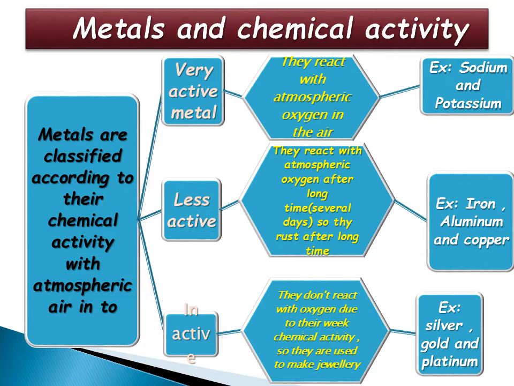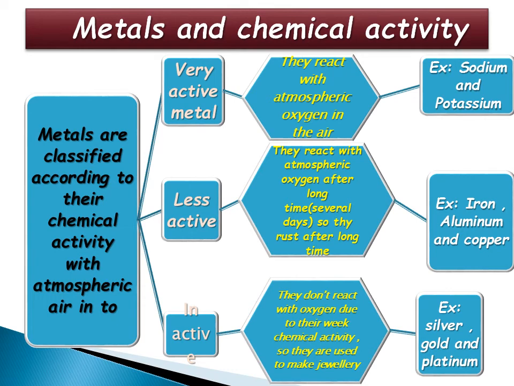Also, metals are classified according to their chemical activity with atmospheric air into very active, less active, and inactive metals. Very active metals react with atmospheric oxygen in the air, like sodium and potassium. Less active metals react with atmospheric oxygen after a long time, several days, so they rust after a long time. Inactive metals don't react with oxygen due to their weak chemical activity, so they are used to make jewelry, like silver, gold, and platinum.